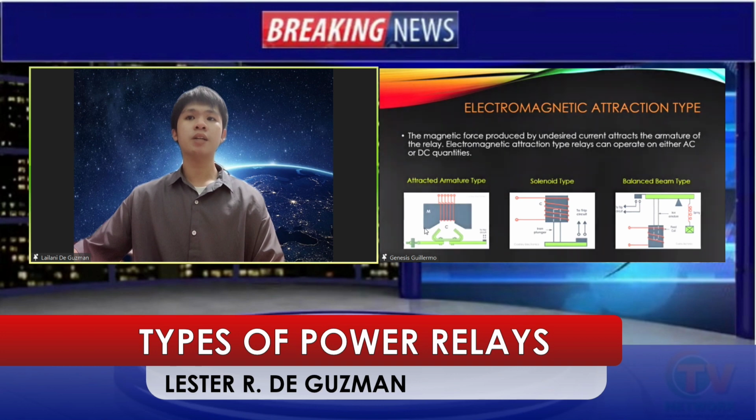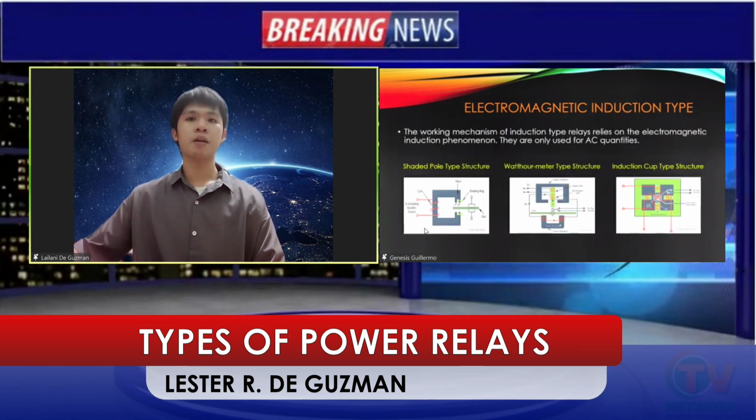For the electromagnetic attraction type, the magnetic force produced by undesired current attracts the armature of the relay. Electromagnetic attraction type relays can operate on either AC or DC quantities. They are classified into attracted armature type, solenoid type, and balanced beam type.